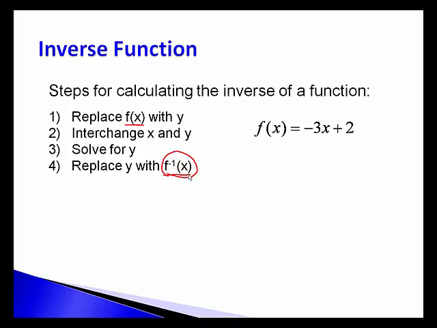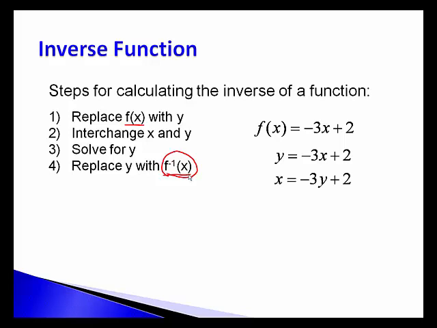So let's go through the steps. The first thing it tells us to do is replace f of x with y, which simply means write a y everywhere I had an f of x. So y is equal to negative 3x plus 2. The next step in calculating an inverse is to interchange x and y. Trade the letters, if you will. So what I'll have next is x is equal to negative 3y plus 2.